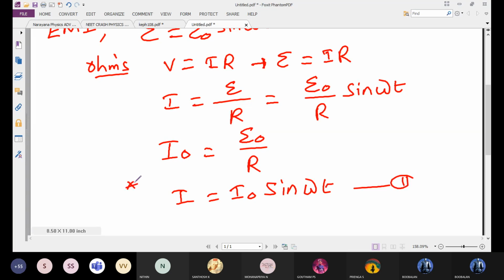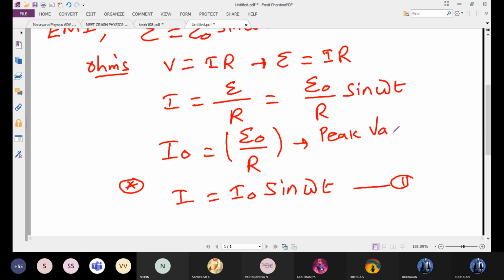Please note it, this formula is very important. I is the instantaneous value of alternating current at any instant. And I naught, which is E naught divided by R, is called the peak value, otherwise current amplitude. This term is called the peak value or maximum value, both are the same.